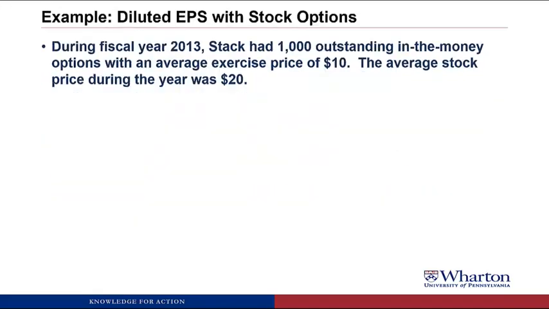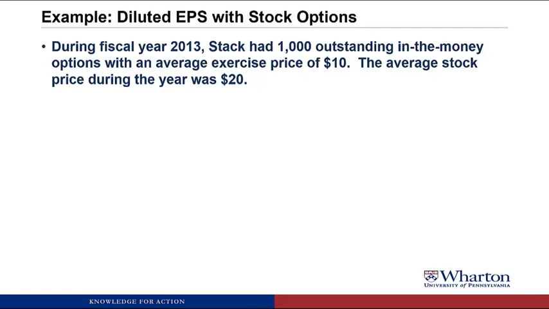Okay, let's take a look at our example again. During fiscal year 2013, Stack had 1,000 outstanding in-the-money options with an average exercise price of 10. The average stock price during the period was 20. So we can see that on average, the stock options are $10 in the money.